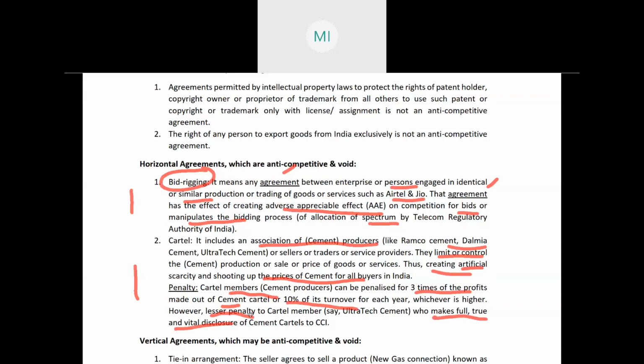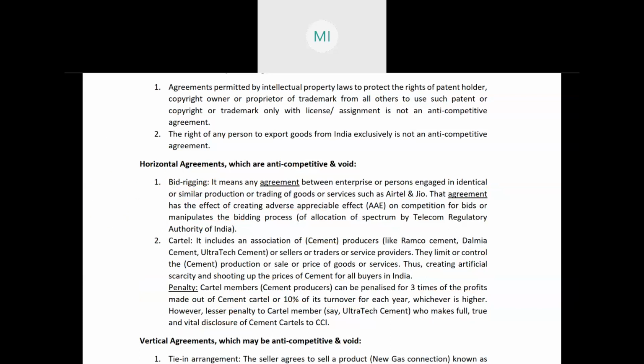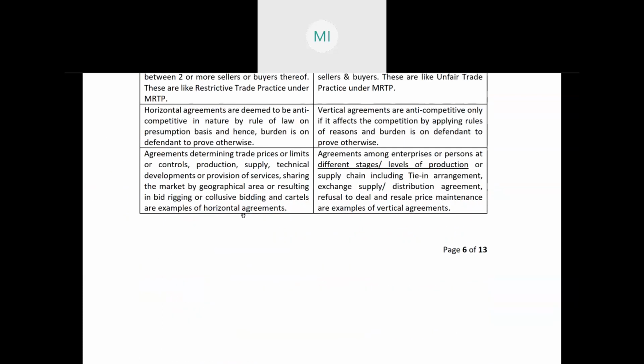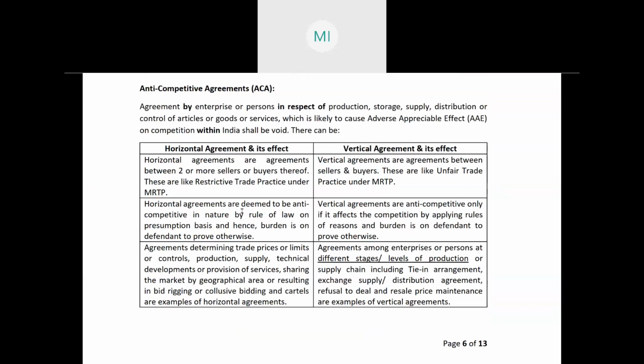So how to answer a question apart from writing this? If they ask you about bid rigging, first you should explain the concept. Then you should say bid rigging is an example of horizontal agreement. Horizontal agreements are deemed to be anti-competitive, right? And if any enterprise enters into such a horizontal agreement which is likely to cause adverse appreciable effect on competition, it is void.